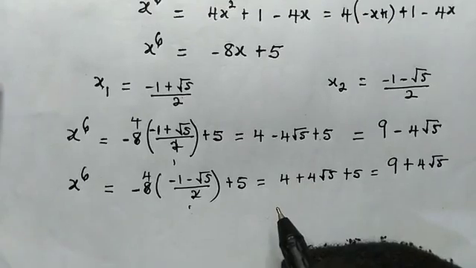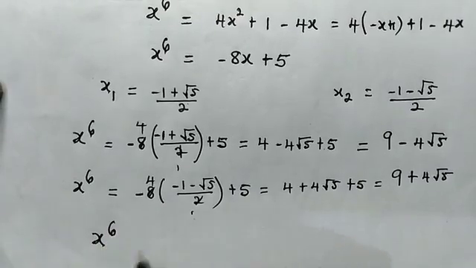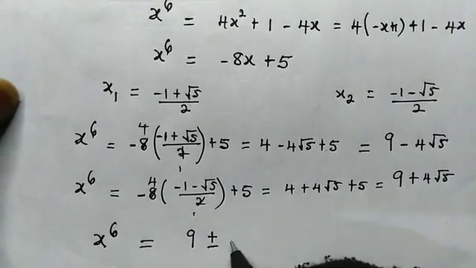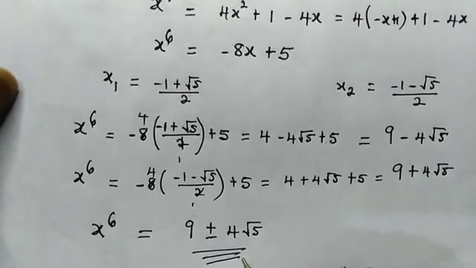So here we make our conclusion that x to the power of 6 is equal to 9 plus or minus 4 root of 5. And here is the solution.